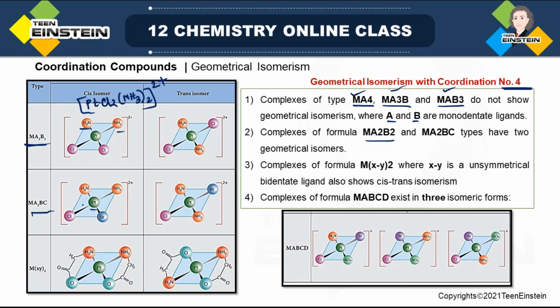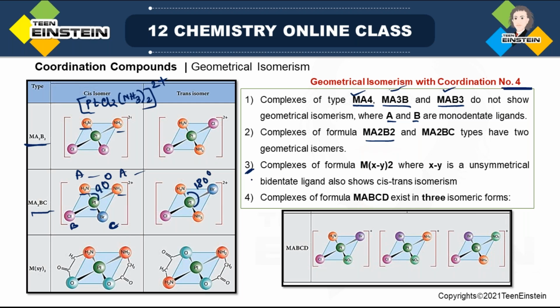The next type is MA2BC. Here Pt with A as ammonia, because there are 2 A ligands, and suppose this is B and this is C. What is the difference from the previous one? The previous one had just 2 types of ligand, now you have 3 types of ligand. But here A is the same, so when these same ligands are 90 degrees apart it is cis, but when they are 180 degrees apart it is trans, so that is why 2 types are possible.